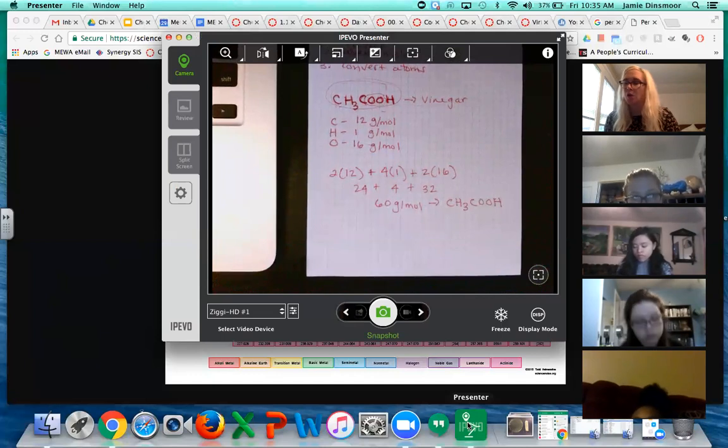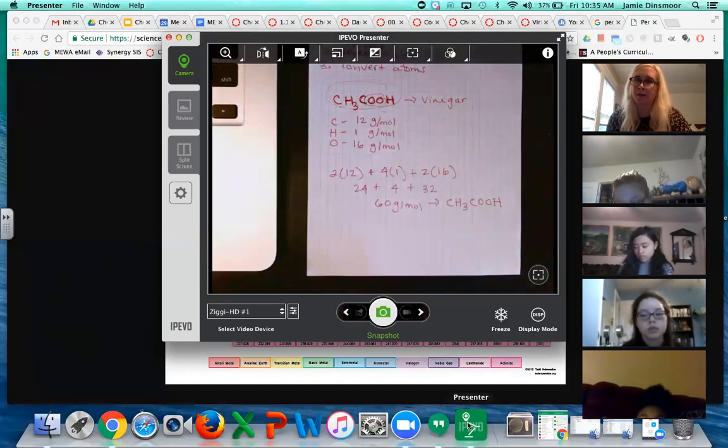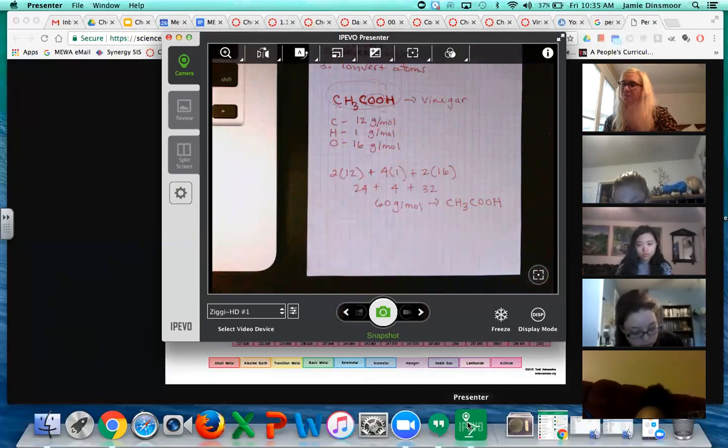Okay, so our first step was molar mass. We completed that. Now when we want to convert this into moles, how can we do that?